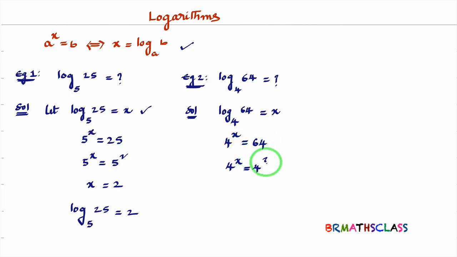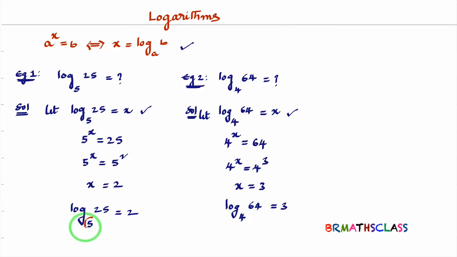64 is nothing but 4 cube, correct? 4 into 4 is 16, and 16 fours are 64. As bases are equal, powers should be equal. So what is x here? x is 3. Actually, we consider this expression as x. So the logarithm of 64 base 4 is 3.